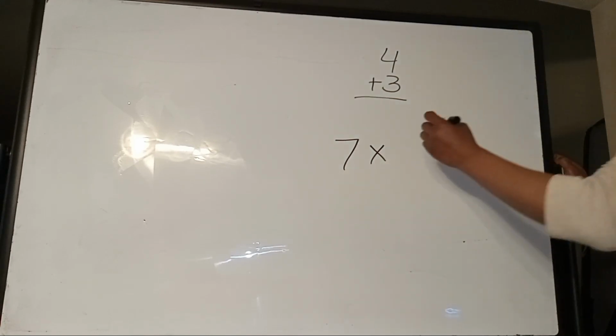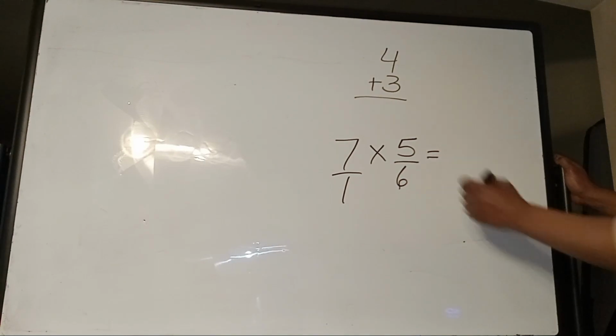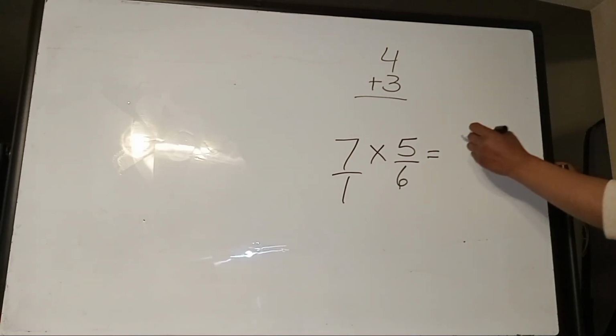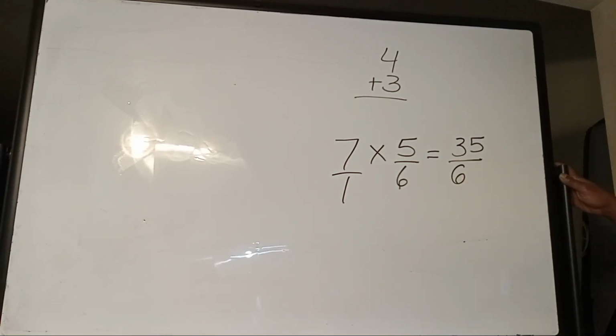5 over 6. 5 over 6, 7 over 1. For this problem, we're not going to reduce, but we still can reduce. But, go ahead. So we do our cross. Do we have anything in common? No. All right, so we multiply straight across. 7 times 5 equals 35. 1 times 6 equals 6. So 35 in the house, 6 on the side.